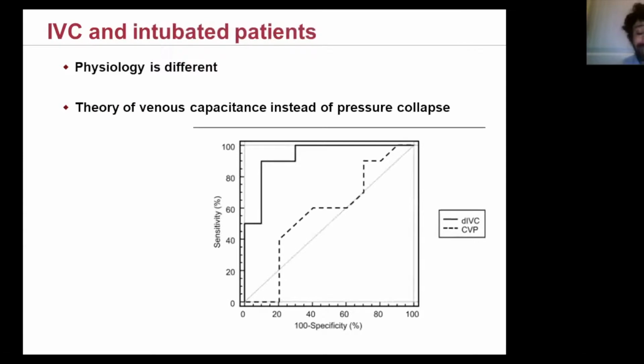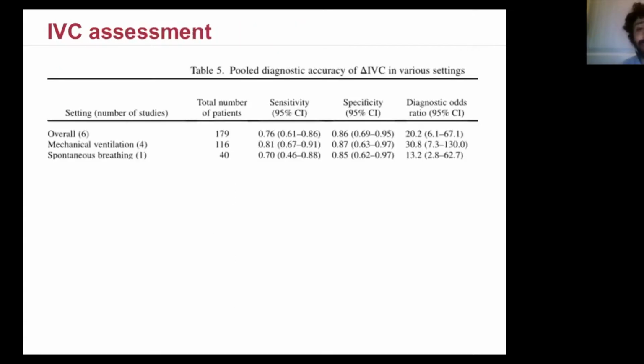This actually is an interesting phenomenon because instead of just thinking about this as a pressure phenomenon, which would allow us to estimate central venous pressure, we can think about this as venous capacitance. How much more blood could the venous system tolerate before the IVC is maxed out at its maximum diameter? And as such, it actually performs a little bit better than invasive measurement of CVP to predict patients who are going to be volume responsive.